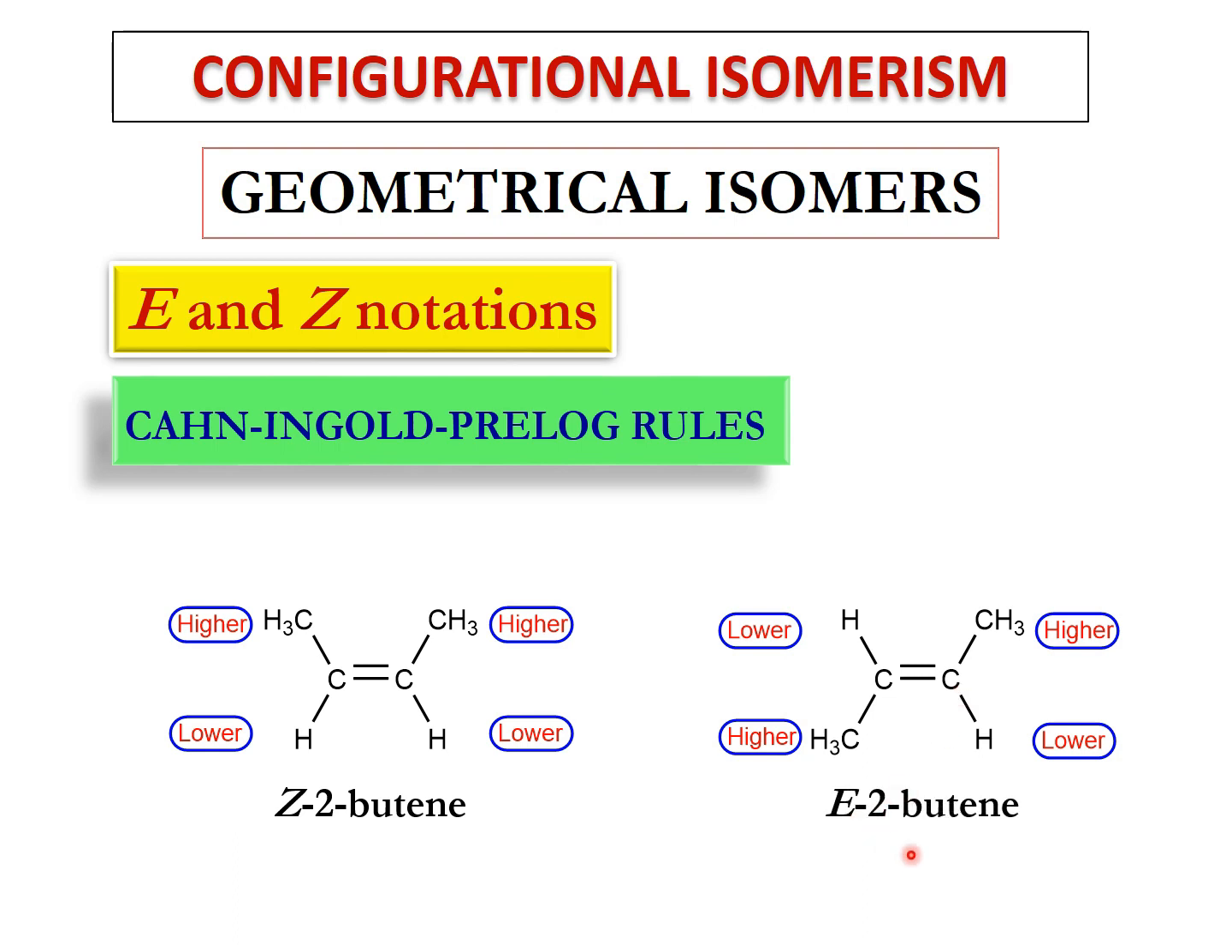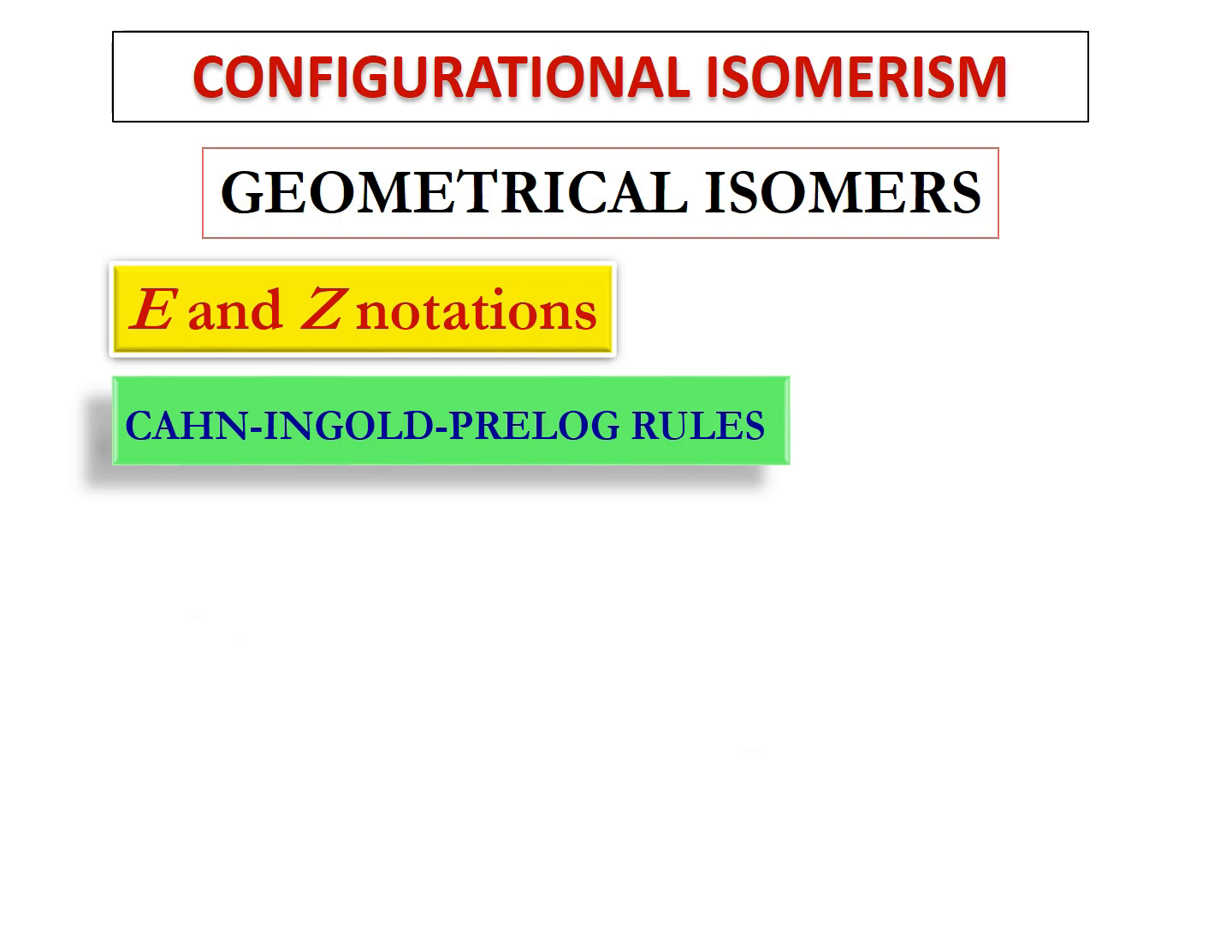So this is E-2-butene. Now this E/Z notation is helpful when you have different groups attached to the sp2 hybridized carbon atoms. In that case, you cannot assign cis or trans isomerism. Here, of course, this is quite simple. You can assign cis or trans geometry as well. But in molecules having different groups attached to both the carbon atoms, it is easier to assign E or Z notation to these molecules.